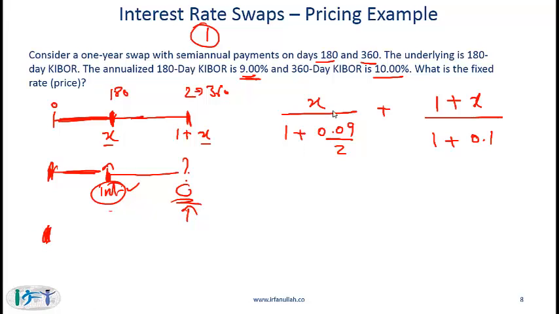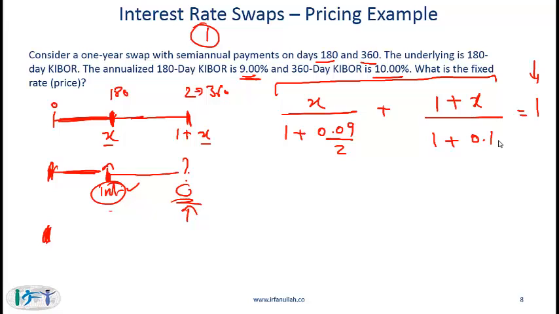So simplistically, we'll say that the value is 1. So we can then say that this whole expression must be equal to 1. So we are setting the present value of the fixed payments to the present value of the floating rate payments, and that is 1. So we can solve for X.